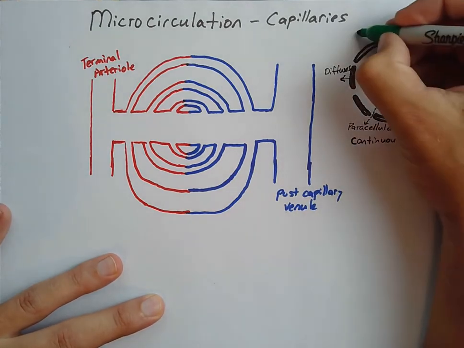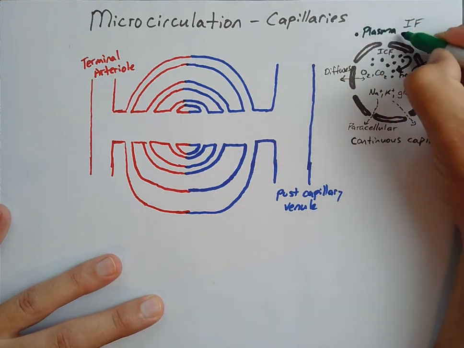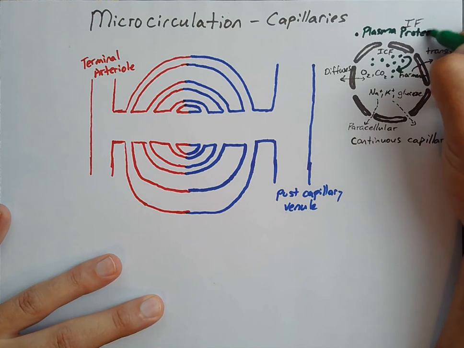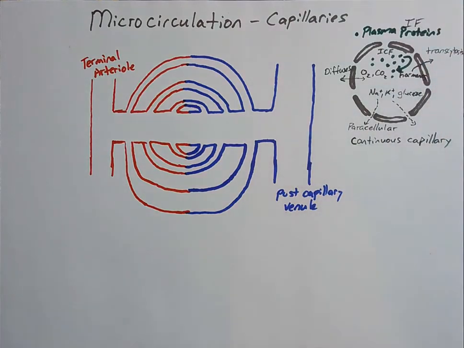Okay, so when we're dealing with the green dot right here, we're talking about plasma proteins. And we need those plasma proteins to stay inside of the cell. Why? Because plasma proteins are going to be the number one driver of osmotic pressure.